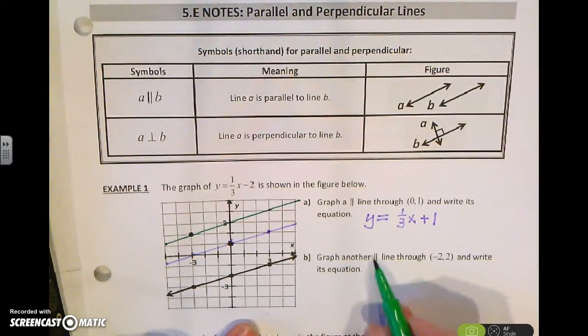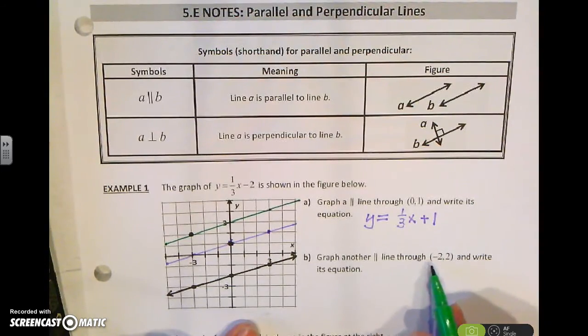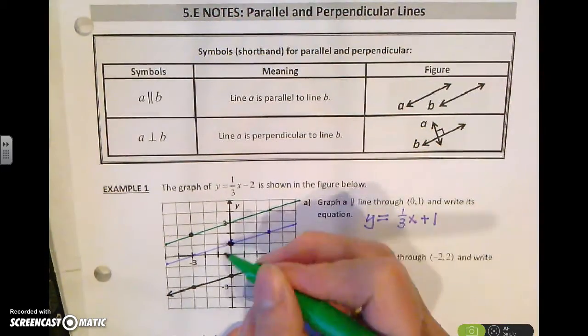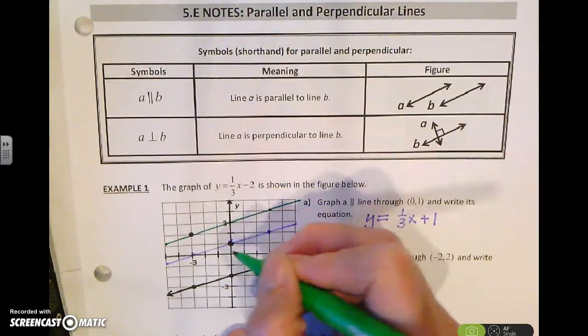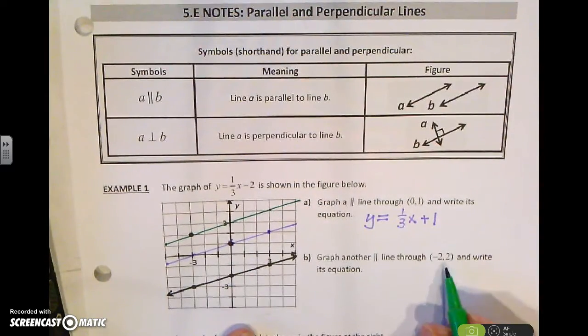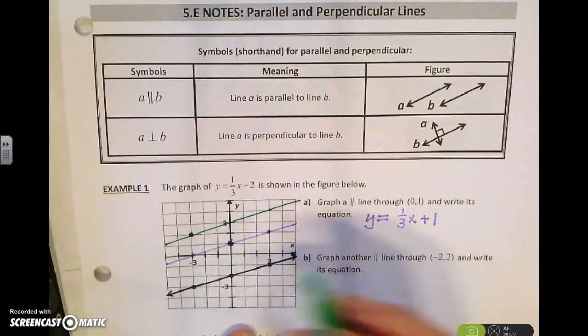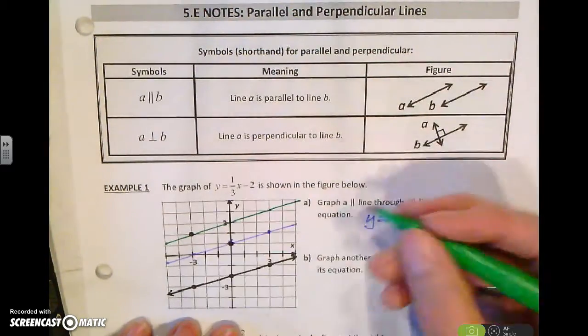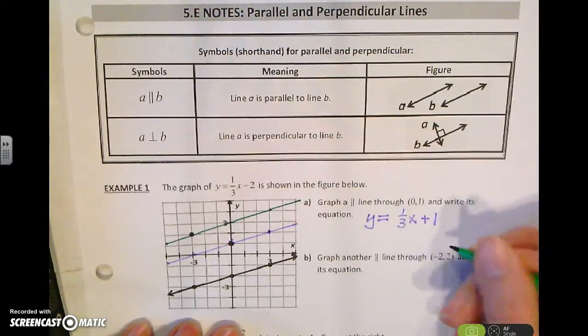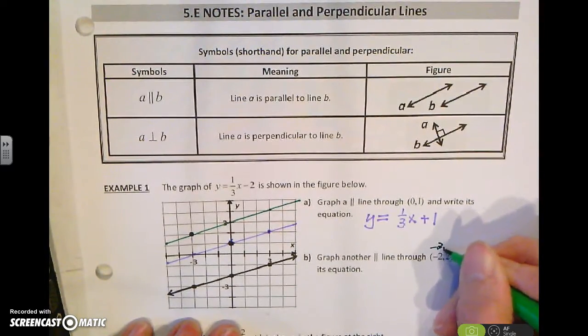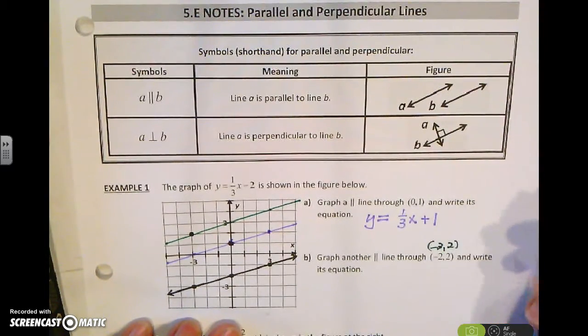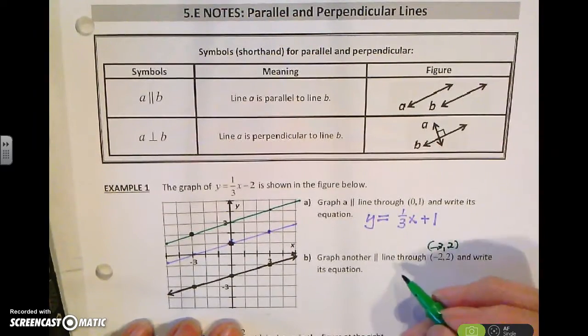B, graph another parallel line through the point -2, 2. So here's the point -2. Oops. Through the point -2, 2. It looks like we actually got the point -3, 2 drawn in right there. That was already there. I did not do that. So we'll just change this to -3, 2, and write its equation.